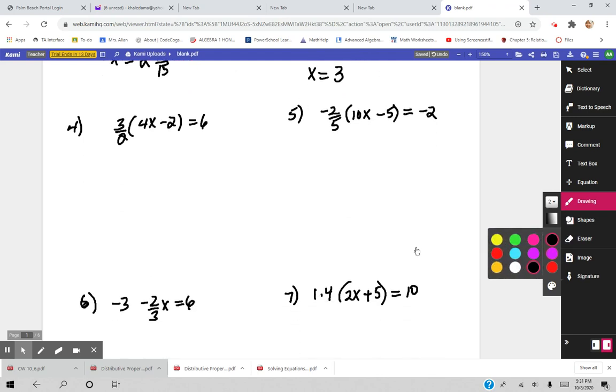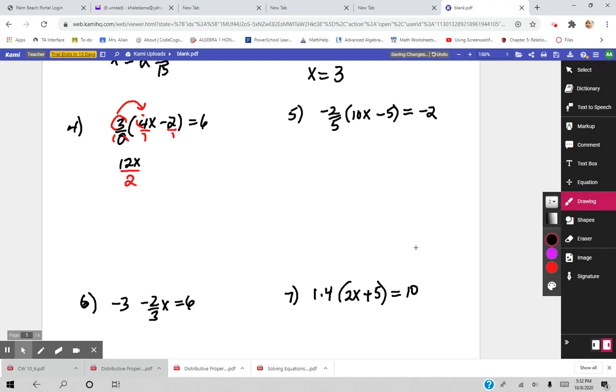So we're going to distribute fractions here. So this times this, we can turn this into a fraction, turn this into a fraction, and we can multiply the numerators. 3 and 4x gives us 12x. And then in the denominator, 2 times 1 is going to give us 2.